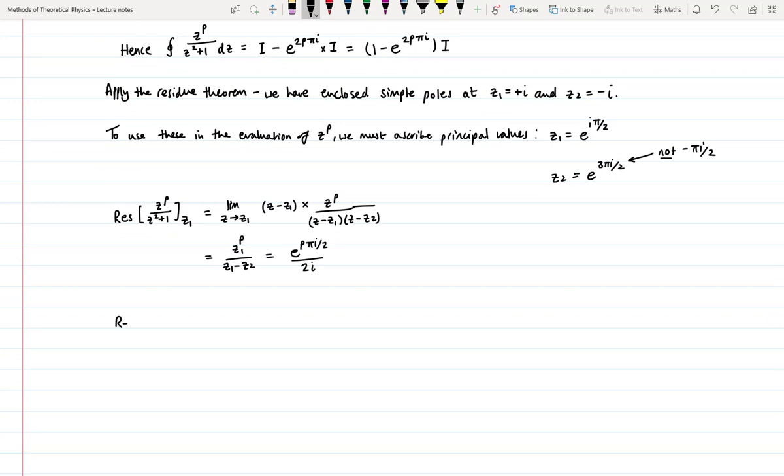Let's calculate the other residue. We can use the same expression, this time with z2. And here we're going to be left with z2 to the power of p divided by z2 minus z1. And using this principal value, this ends up as e to the 3p pi i by 2 divided by minus 2i.